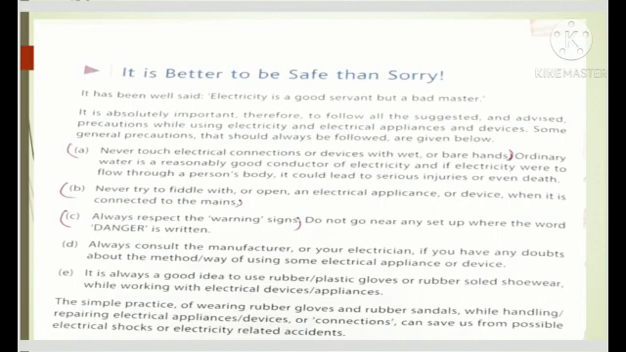Fourth one, always consult the manufacturer or your electrician if you have any doubt about the method or way of using some electrical appliances or devices.